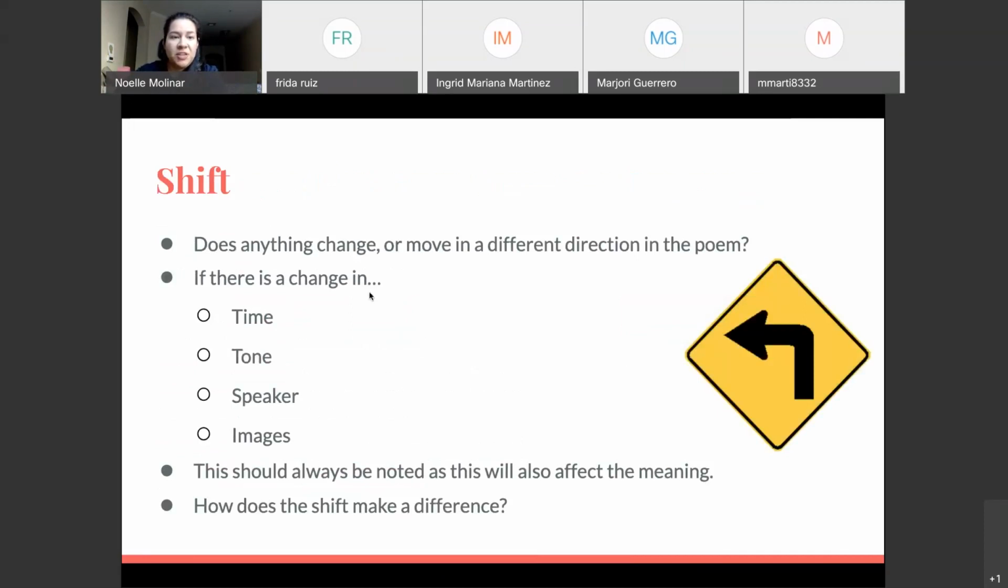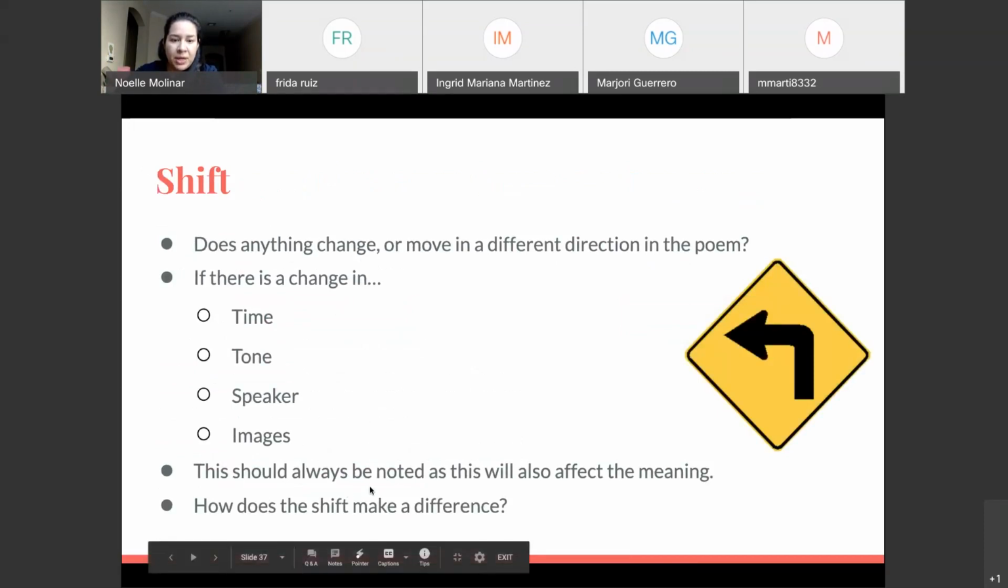Shift. So shift happens, so TPA. A shift happens in the connotation world as well. Does anything change or move in a different direction in the poem? So if there is a change in time, tone, speaker, images, there's always going to be something that changes. This should always be noted, as this will also affect the meaning.